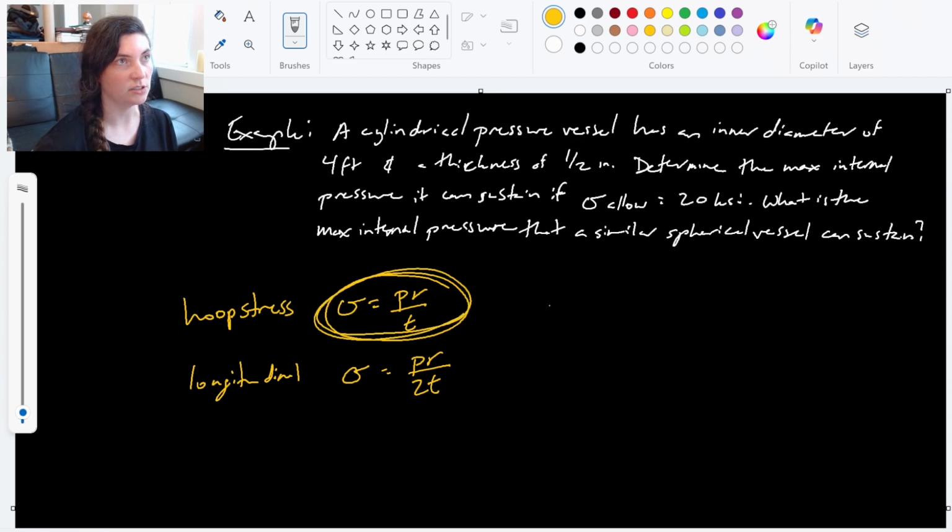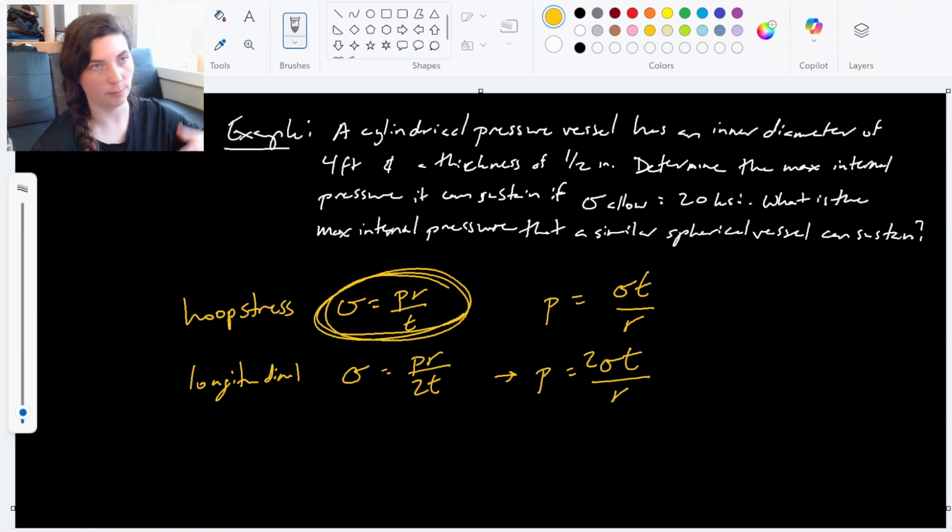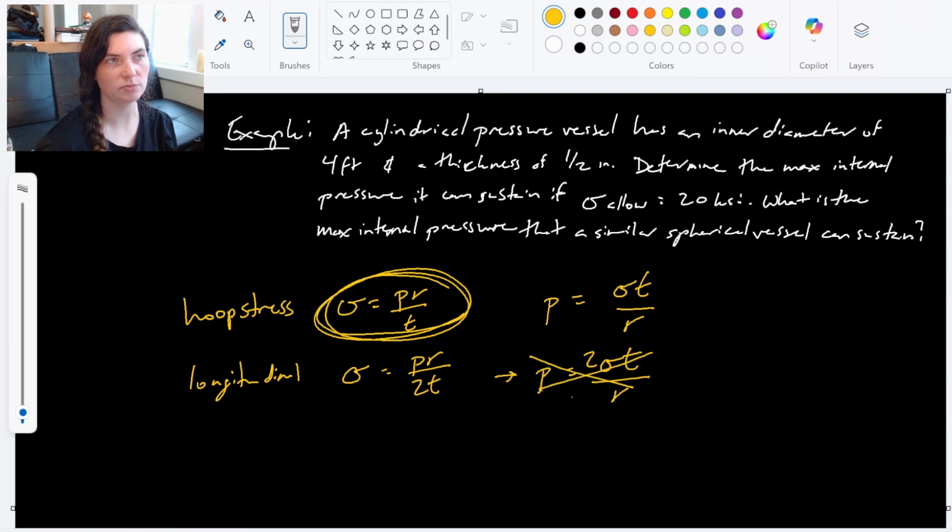Because if we rearrange these to solve for pressure, we're going to get pressure is the stress times the thickness over the radius, and this other one, pressure, is 2 stress times thickness over the radius. So this pressure is going to be twice as large as the pressure that we get from the hoop stress, which means it's going to be bigger than what we want. We're trying to find our limiting factor, that smallest acceptable pressure. So it's going to be given to us by this hoop stress equation, so we don't even need to calculate this other equation. We can just leave it alone.